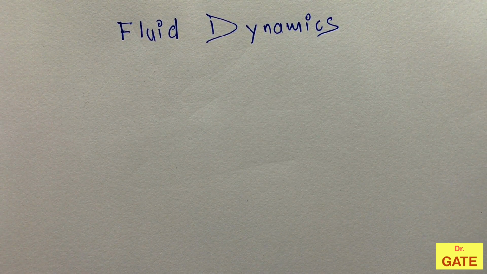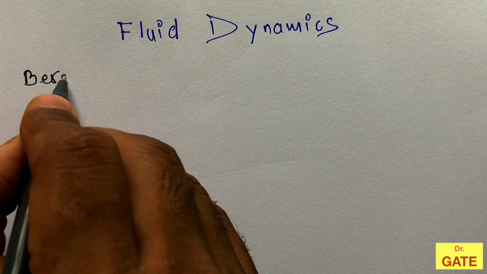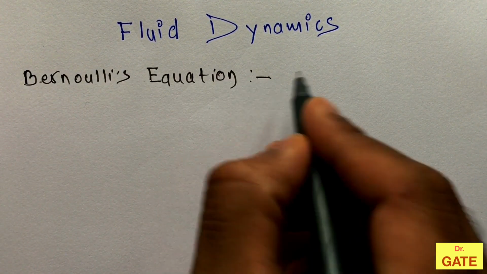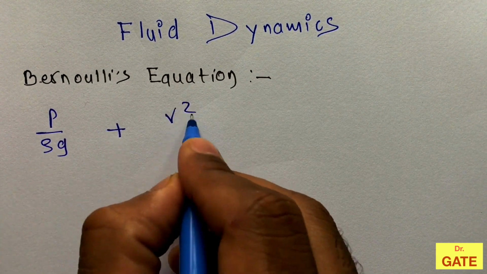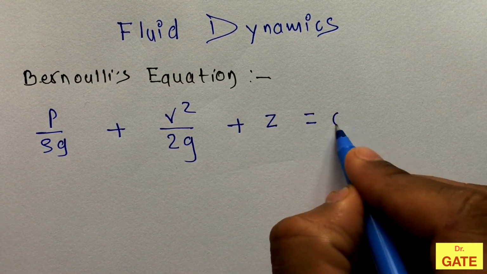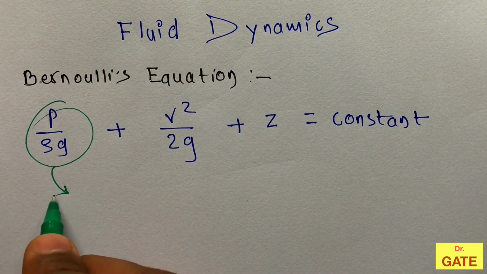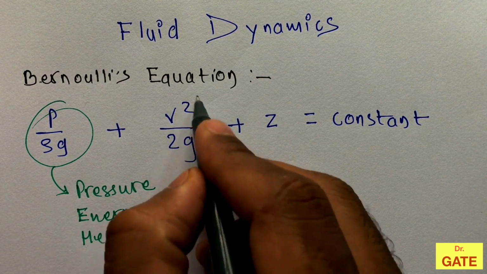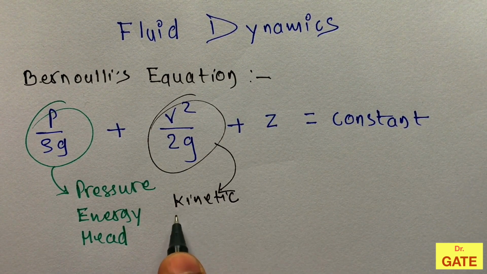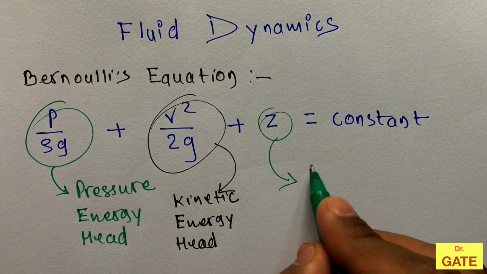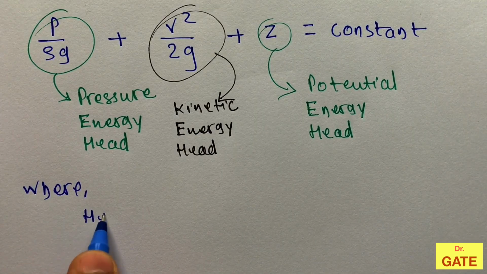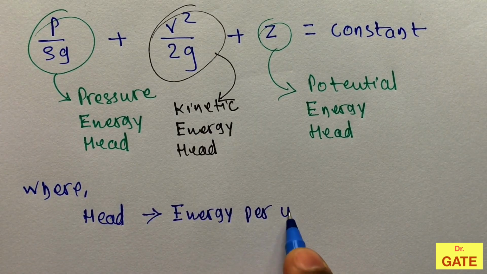In solving numericals in fluid dynamics, we will often use Bernoulli's equation. Let's study Bernoulli's equation. It is P by rho g plus V square upon 2g plus Z is equal to constant, where P by rho g is the pressure energy head, V square upon 2g is the kinetic energy head, and Z is the potential energy head. So what is head? It is energy per unit weight.